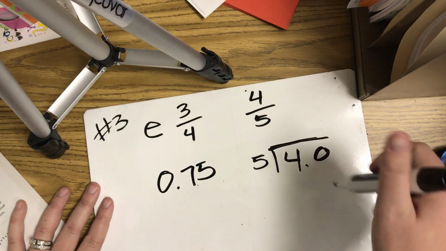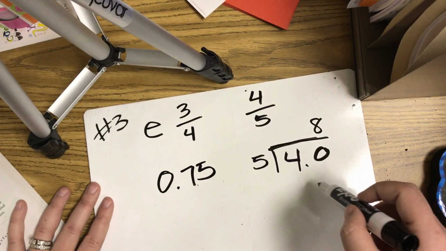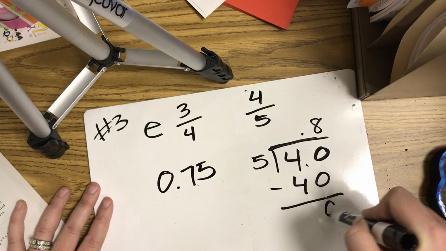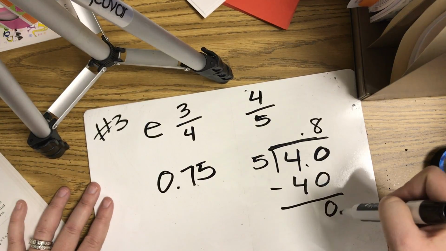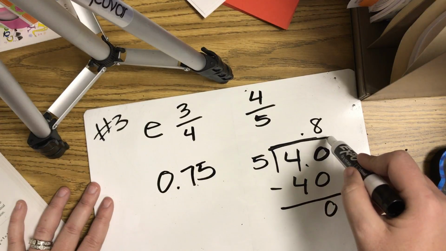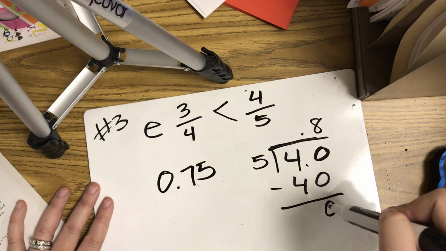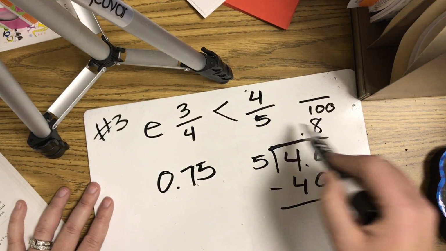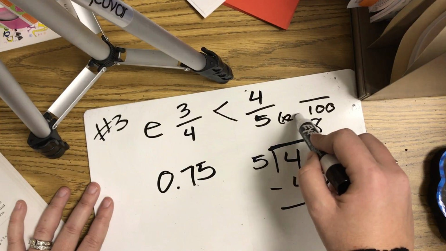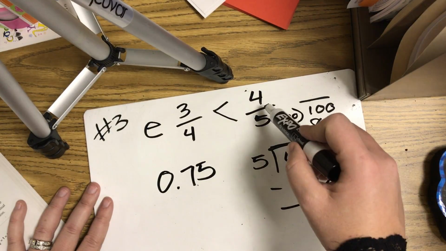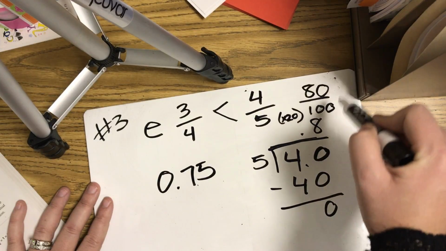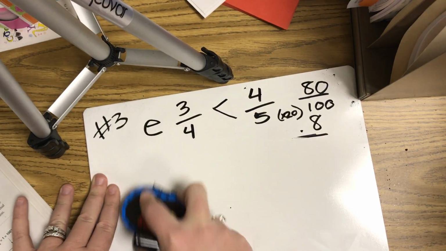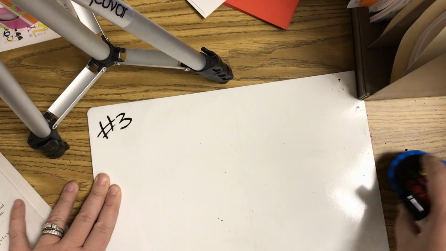Okay, 5 goes into 40, 8 times. 5 times 8 is 40. Subtract and get your 0. Don't forget about that decimal there. Since we got 0, we're done. It's 0.8, so that's greater than 3/4. What I was saying you could also do is set it equal to 100, right? 5 times 20 is 100. So 4 times 20 is 80. And you can get 8/10 there as well. Either way works. And then lastly, we have F.